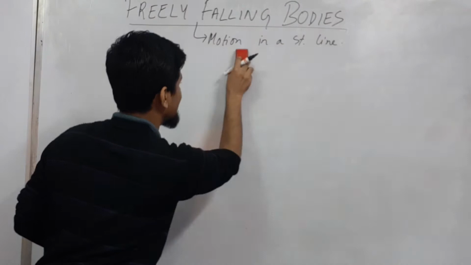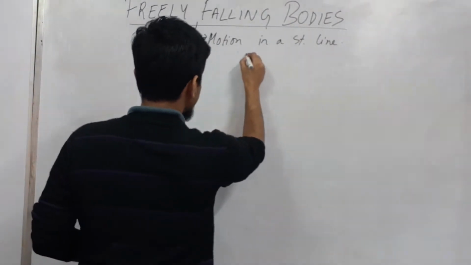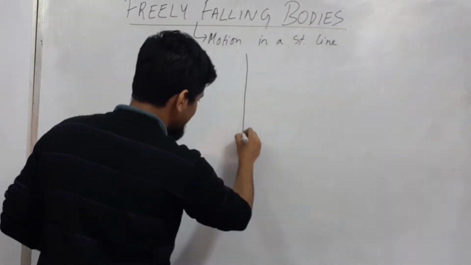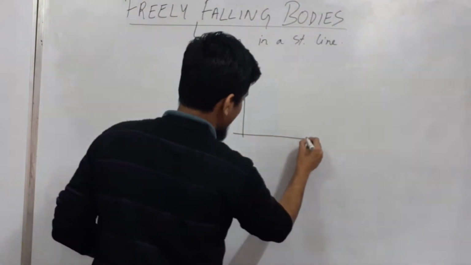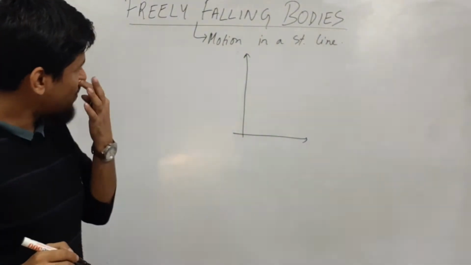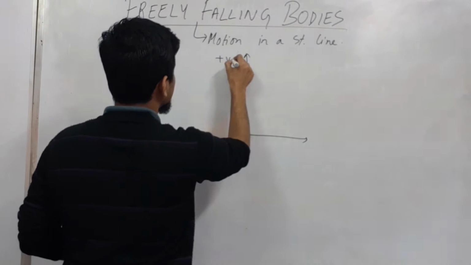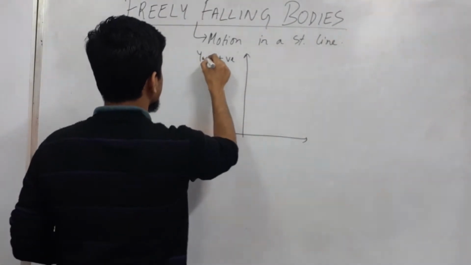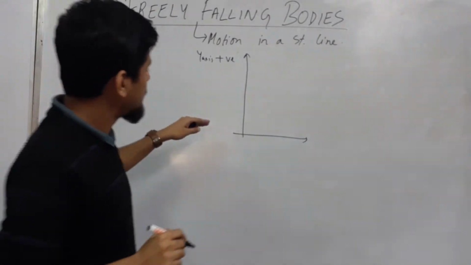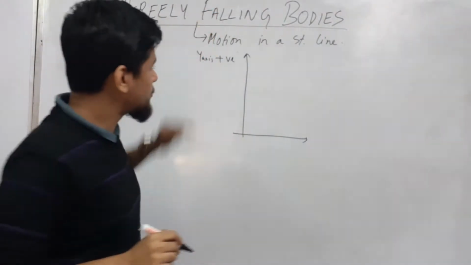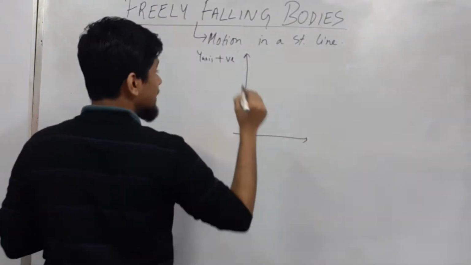It seems I'm unable to draw a straight line very properly. Anyways, let us try once again. So this is the positive y-axis and this is the x-axis. Now we normally assume that the positive y-axis is along this side.